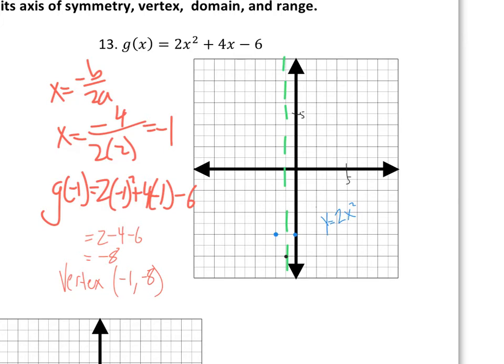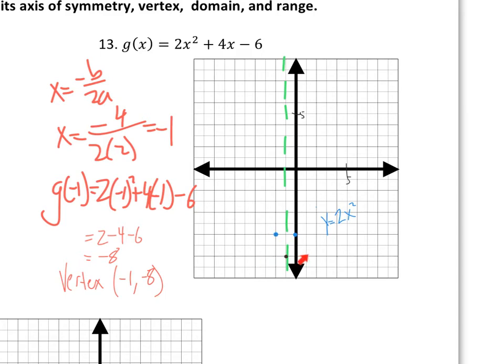So thinking about the shape, the a value of 2, we know that normally we would go right 1, 1 squared is 1, that'd be up here. But we're going to go up 2, so twice as far. So we're going to go right 1, up 2. That puts us there. Same thing as we go to the left.